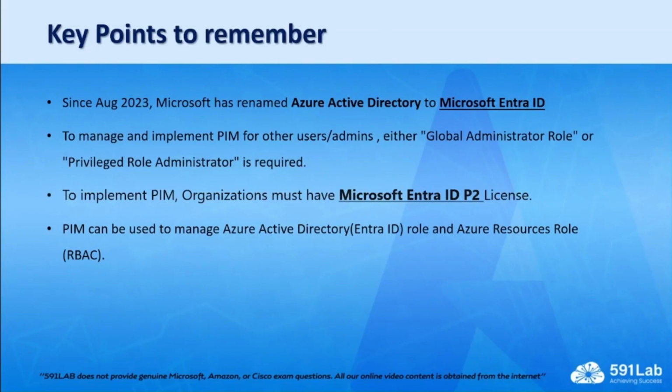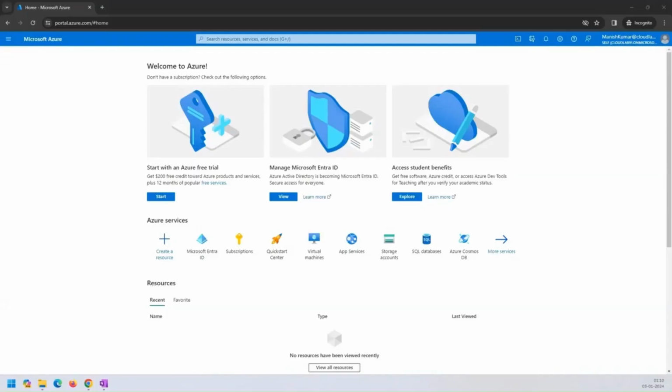Now it is time to move to Azure portal and learn how to implement PIM. We are in our Azure portal. Before enabling the PIM, we need to verify two prerequisites. The first one is to ensure the user who has logged in must have Global Administrator role, and the license which is activated for Entra ID should be Microsoft Entra ID P2 license. Let's verify one by one.